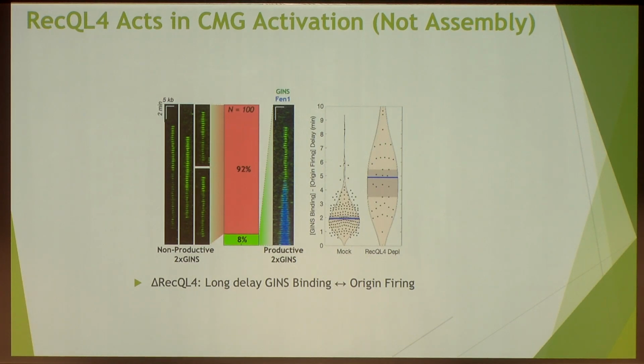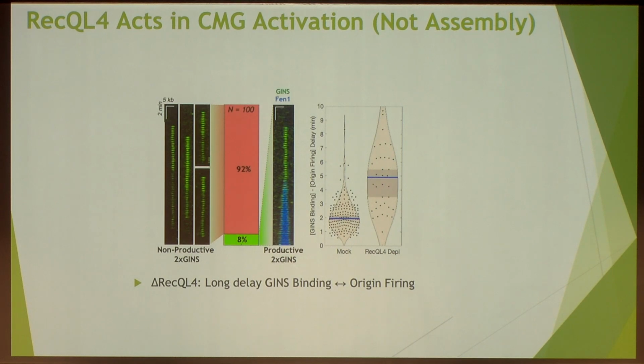If we deplete RECQL4 and look at GINS recruitment, we see that 90% of GINS recruitment is non-productive. Two GINS are recruited and then they never fire. But a small fraction, about 8%, manage to fire despite the fact that we've depleted RECQL4. So either the tiny amount of RECQL4 left manages to participate, or they can fire without it. And what we see is a long delay between the binding of GINS and the origin firing. In the mock control it's about 2 minutes, and in the RECQL4 depleted experiment it's about 5 minutes.